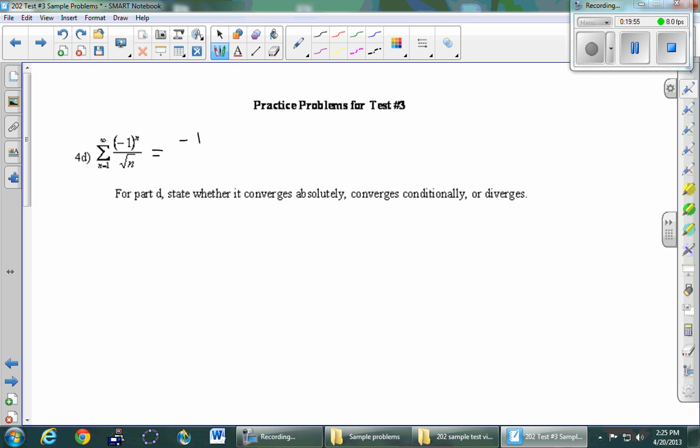So when n is 1, I get -1 over square root of 1. I'll just write that. Plus, now n is 2. It becomes +1 up there, square root of 2. When n is 3, it's back to a -1.